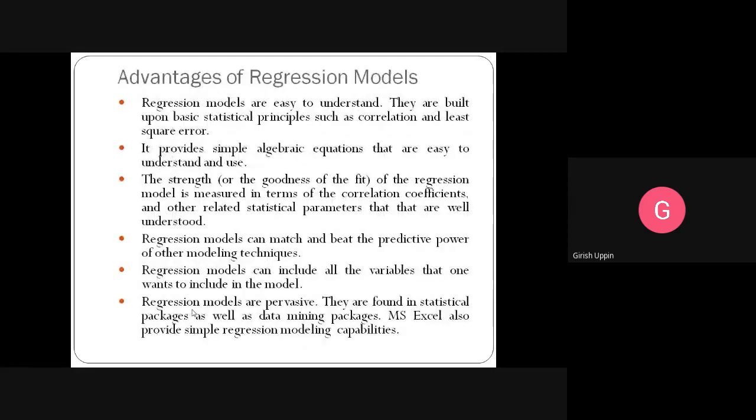Regression models are easy to understand. They are built upon basic statistical principles such as correlation and least square error. It provides a simple algebraic equation that is easy to understand and use. So all these regression models are built on simple statistical principles. What we saw so far is the correlation and least square error.